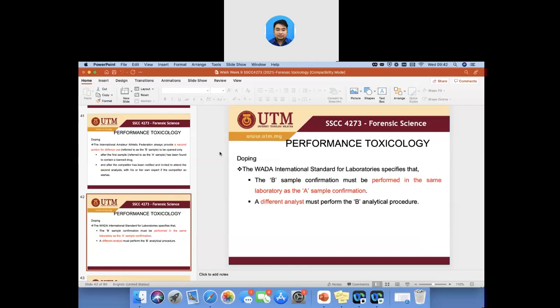So the B sample must be performed in the same lab as the A has been performed. Okay, so now you imagine that we have tested the A, and the A has become positive. So now you would need to open the B bottle and do the testing in the presence of the expert of his or her choosing. Okay, so the B sample must be analyzed in the same lab as you analyzed A, but a different analyst must perform the B.